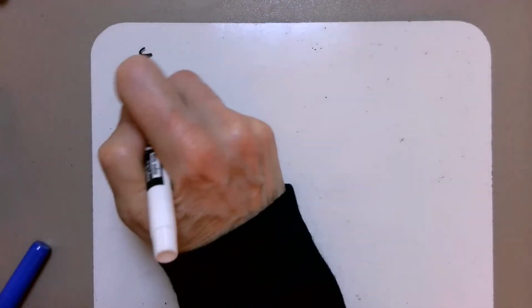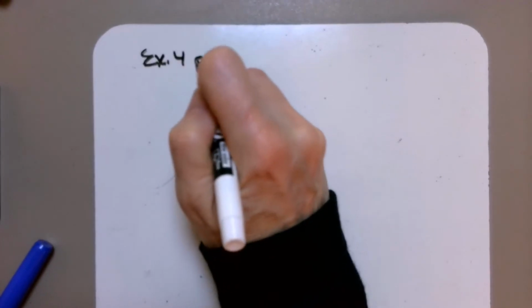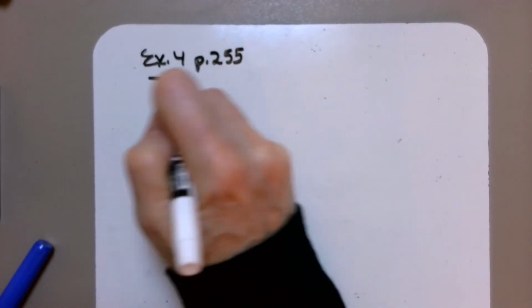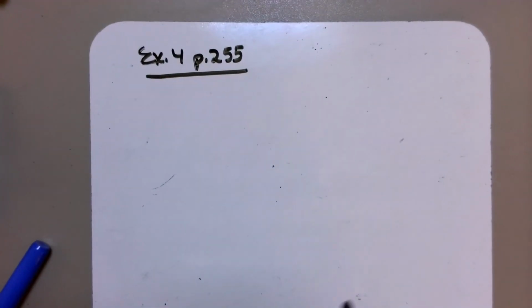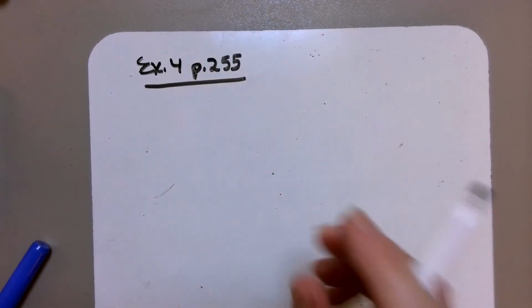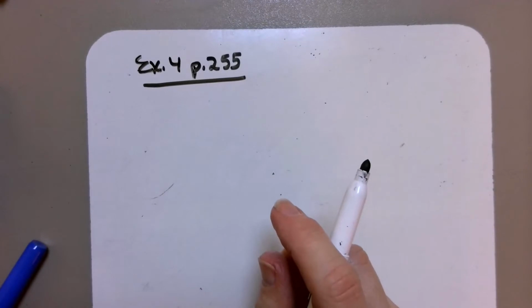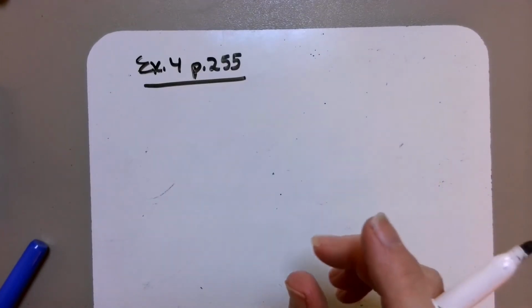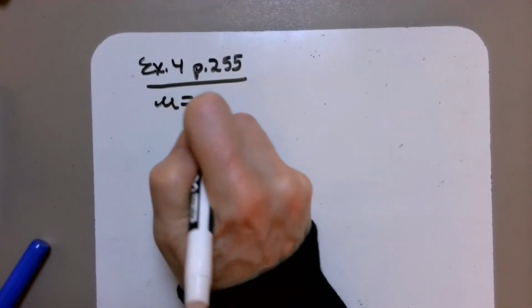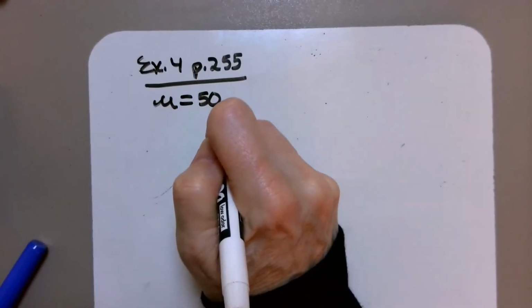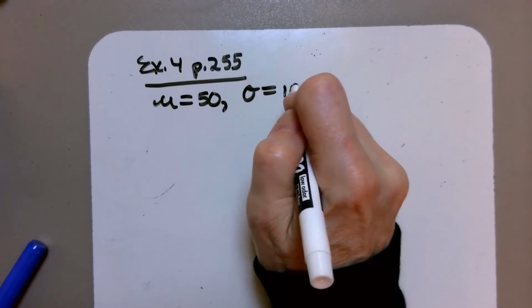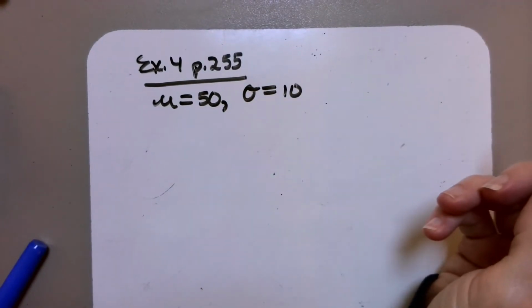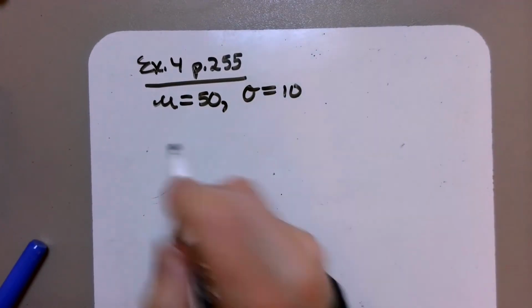So now going to example number 4, which is on page 255, more applied data here. I'm going to put it all together here. So this one says scores, and this is real data, scores for the California Peace Officer Standards and Training Test are normally distributed, so we can apply all of our formulas and charts and graphs, with a mean of 50, so that's mu, and a standard deviation of 10, that's sigma. An agency will only hire applicants with scores in the top 10%.